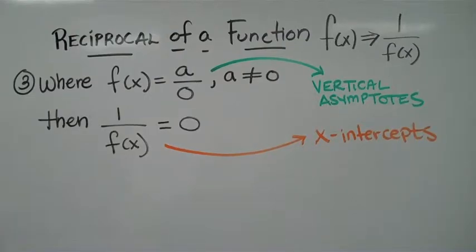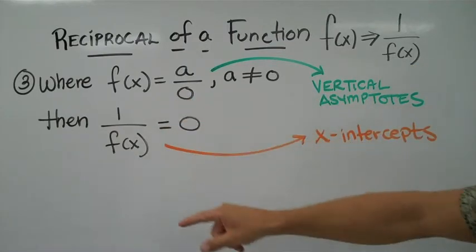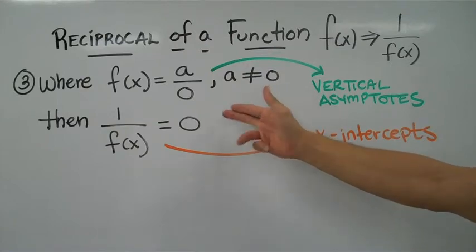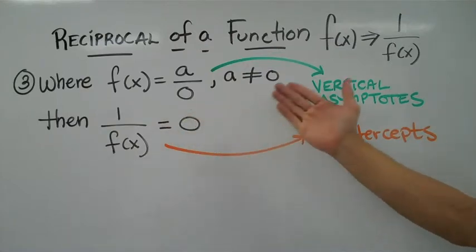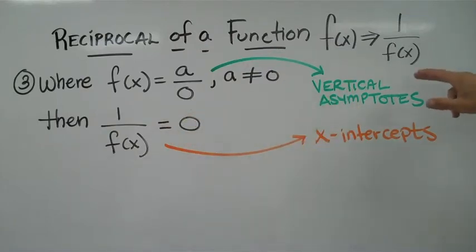Rule number 3 is, for f of x equals some a over 0, where a doesn't equal 0. In other words, where do we find that? Where 0 is in the denominator? That can't be. That's going to be our vertical asymptote. Well, its reciprocal would be 0 over a, which equals 0. What happens when f of x equals 0? We have x-intercepts. So vertical asymptotes for our original function become x-intercepts for our reciprocal function.